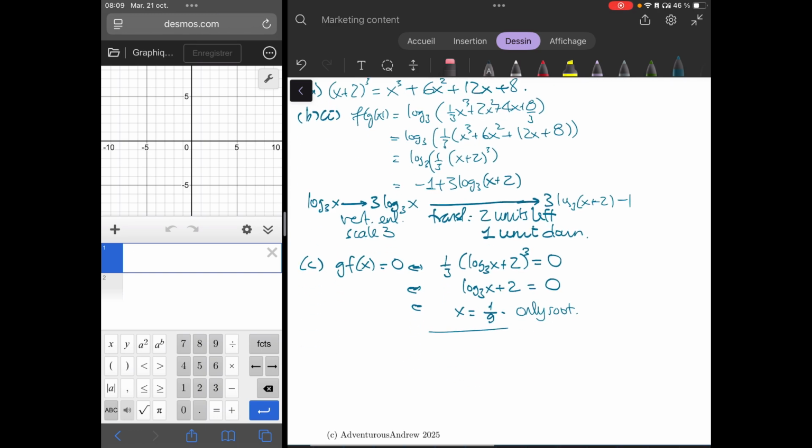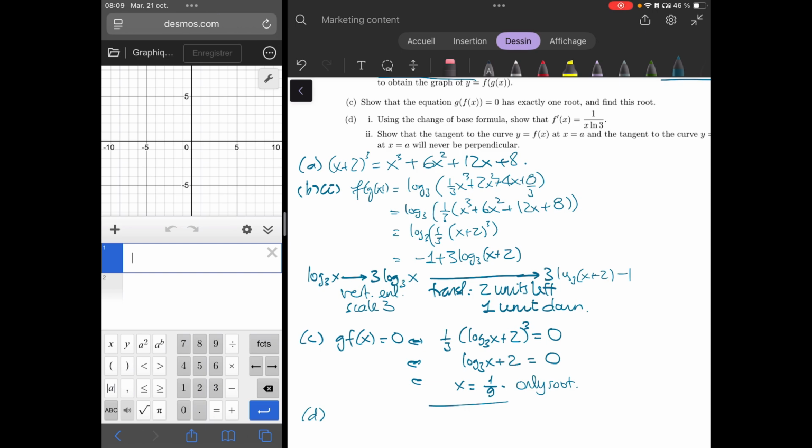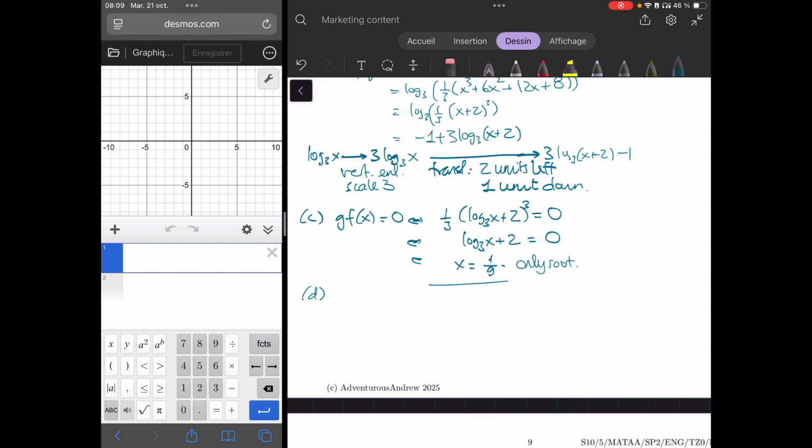Part D. We now want to take the derivative of f. Using the change of base formula, we can express log base 3 of x as ln of x divided by ln of 3. Differentiate this. The derivative is equal to 1 over x ln 3.